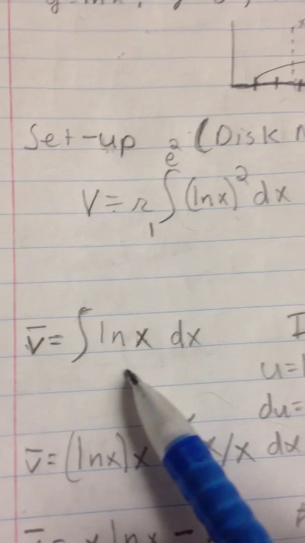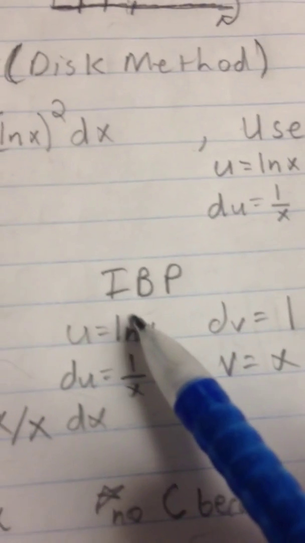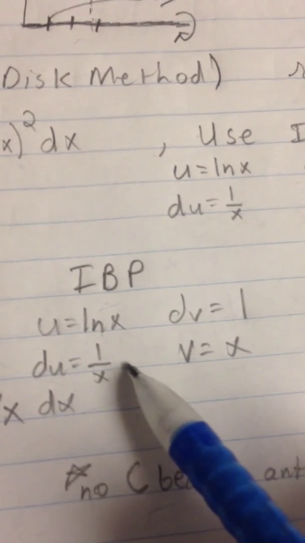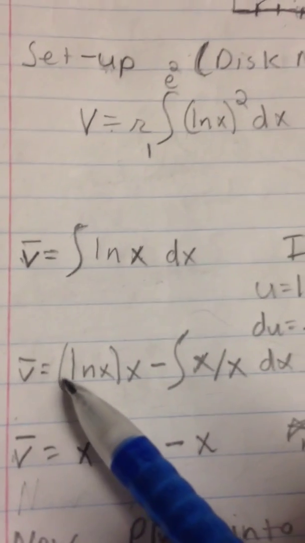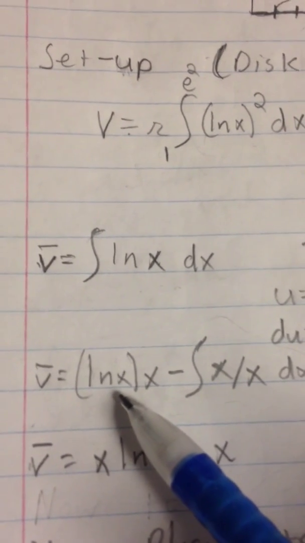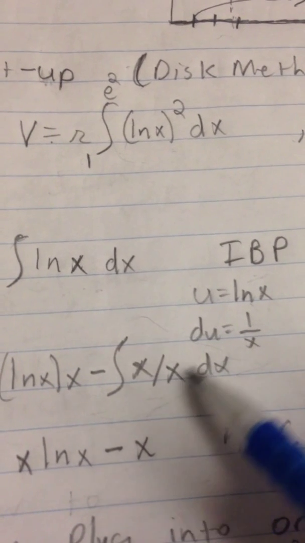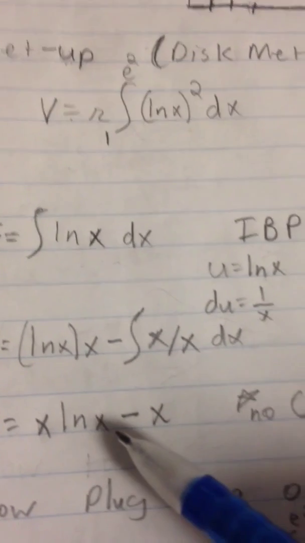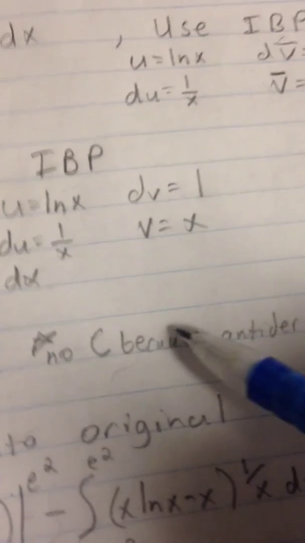So v bar equals the integral antiderivative of ln x dx. Had to use integration by parts once again. U equals ln x, dv equals 1, v equals x, du equals 1 over x. Set it up, v bar equals ln x times x minus the integral x over x dx, uv minus v du. Simplifies down into x ln x minus x. Again, no c because it's an antiderivative, not an integral.